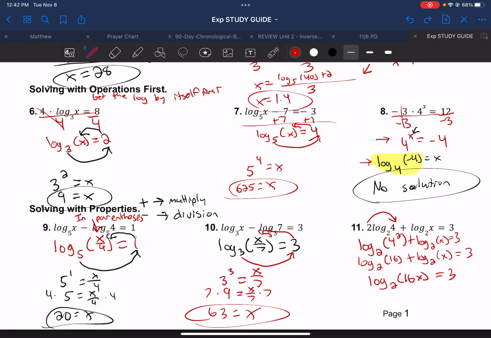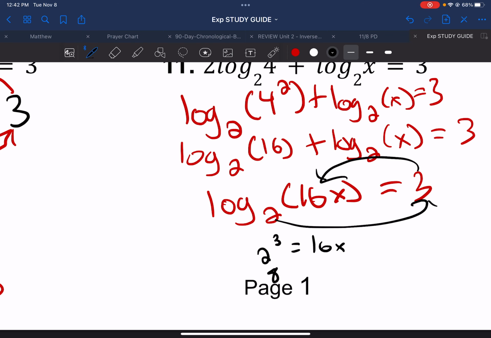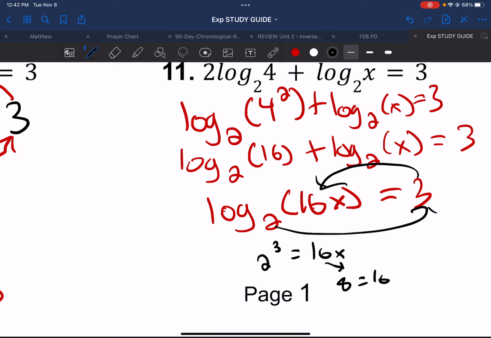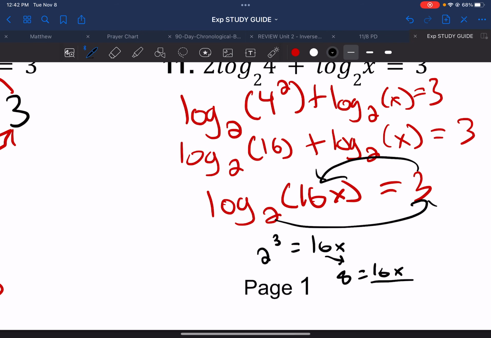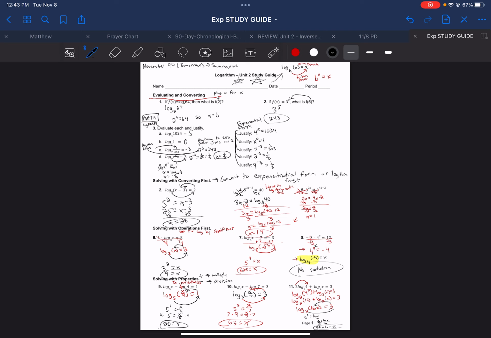Now, let's rewrite this. Let me zoom in just a tad. So, drawing my arrows. 2 to the 3rd power gives me 16x. 2 to the 3rd power gives me 8. Here, let me write this over here. 8 equals 16x. So to solve that, divide by 16 on both sides. If I do that with my calculator, it'll give me 0.5 or 1/2. So 0.5 or 1/2 equals x. Okay. Now, flip it over to the back.